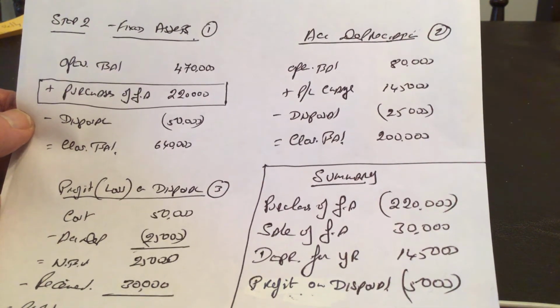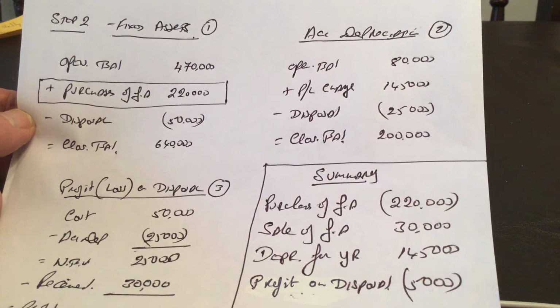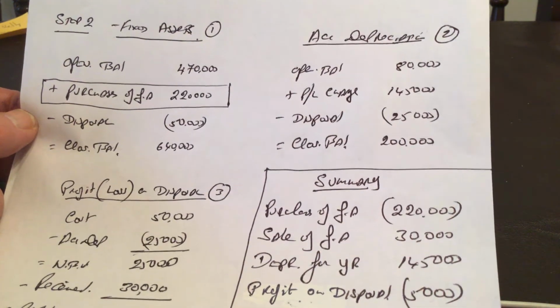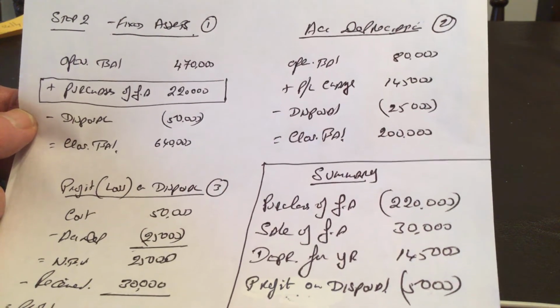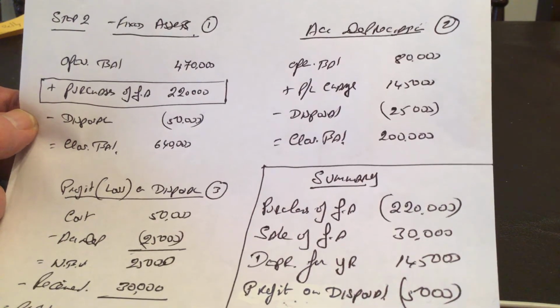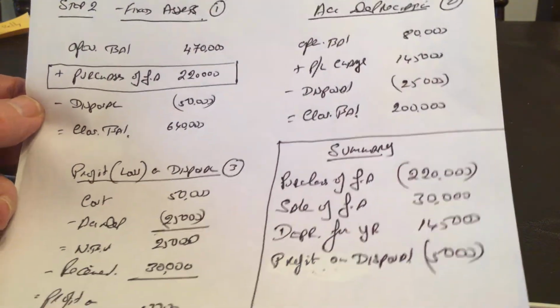We were told in note 2 that the total depreciation on the disposed asset was 25,000. So the balancing figure here is our P&L charge. Where do we get the 145,000 from? 200,000 minus 80,000 plus 25,000 gives me 145,000.